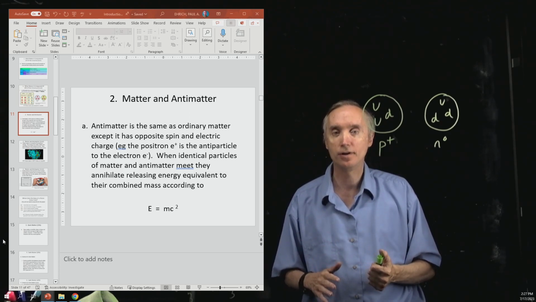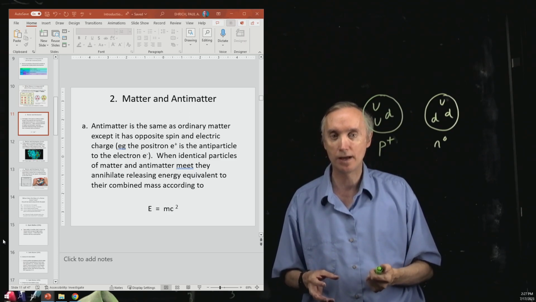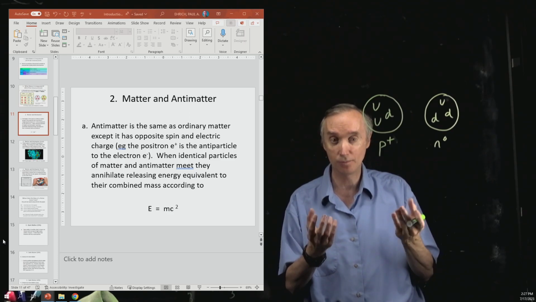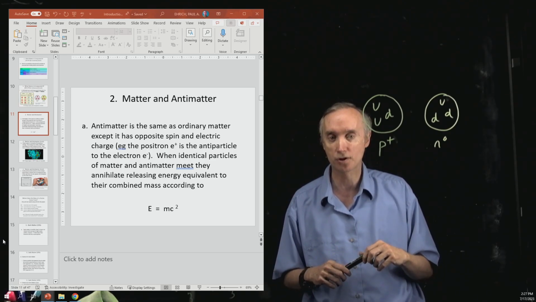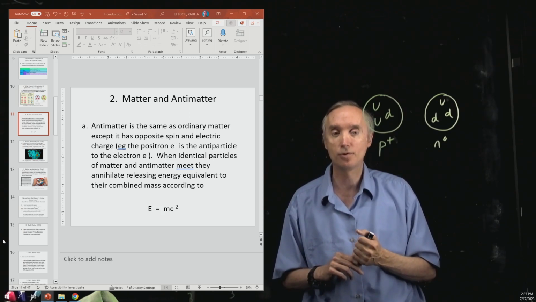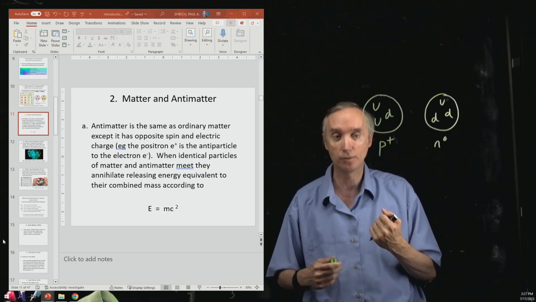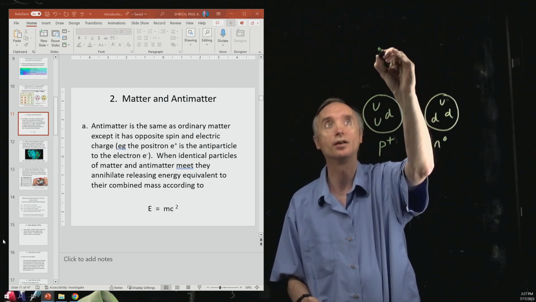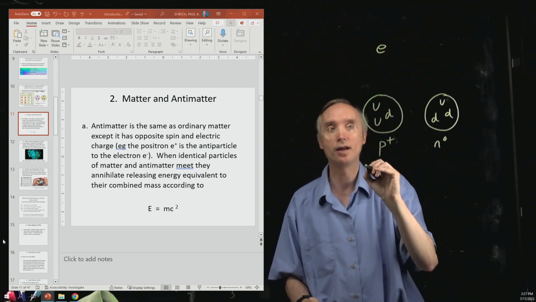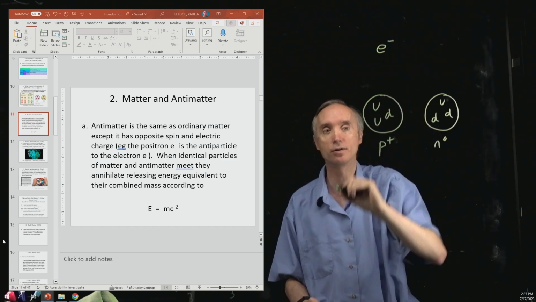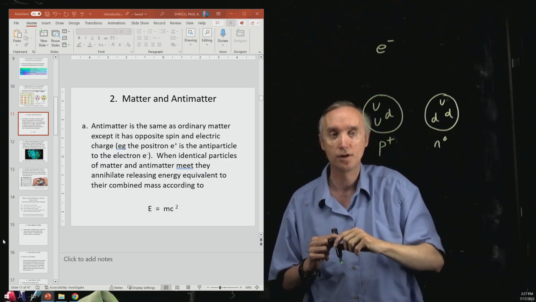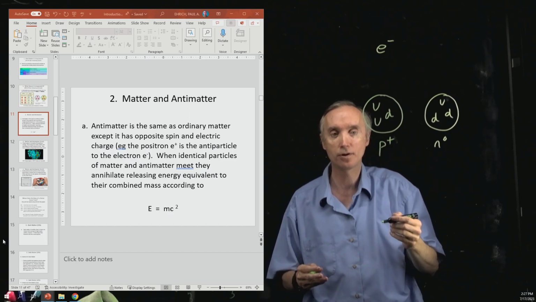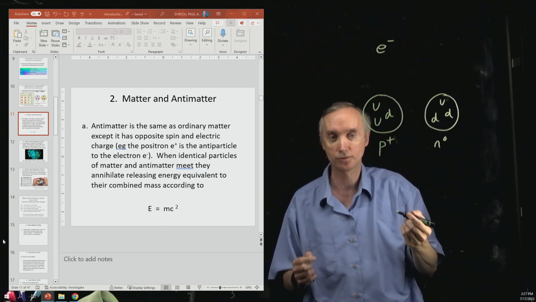Antimatter is the same as ordinary matter, so it has the same mass, but it has opposite spin, and it also has opposite electrical charge. For example, a lepton that we talked about was the electron. An electron has a negative charge, and it's spinning in a certain direction. Its antiparticle is called the positron.